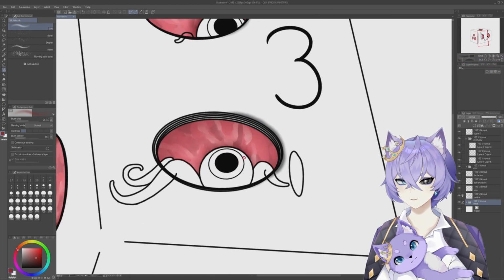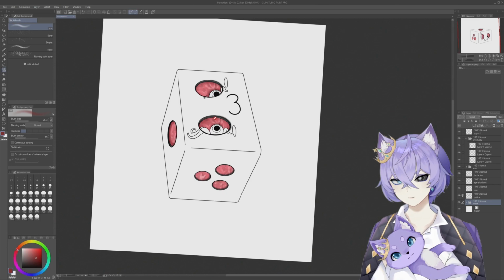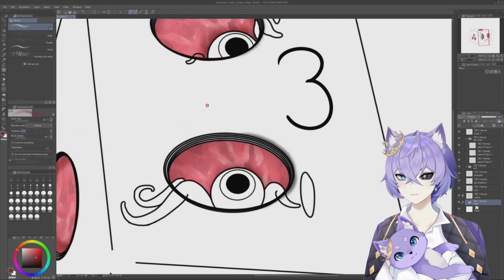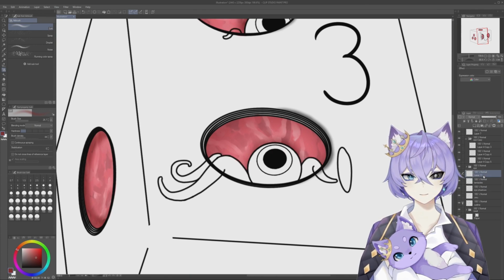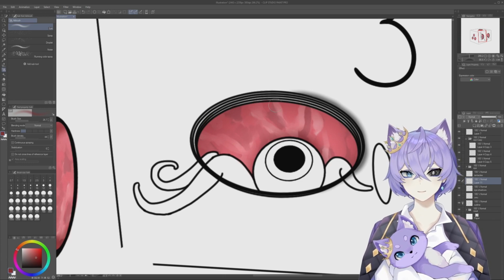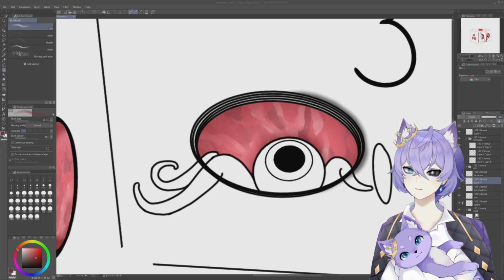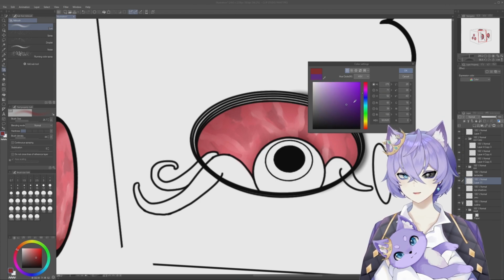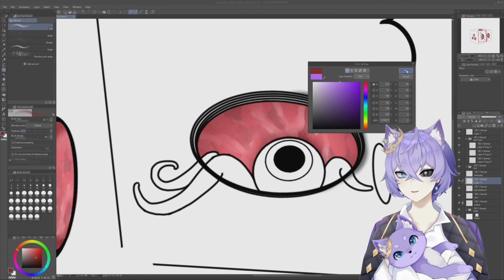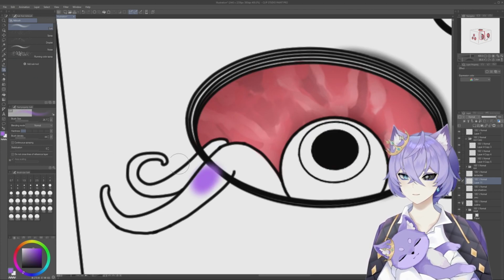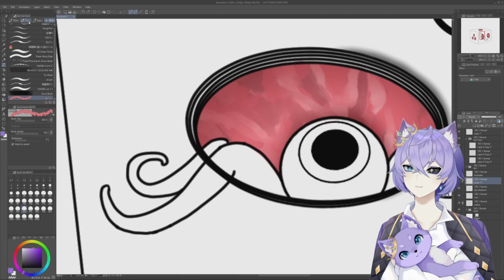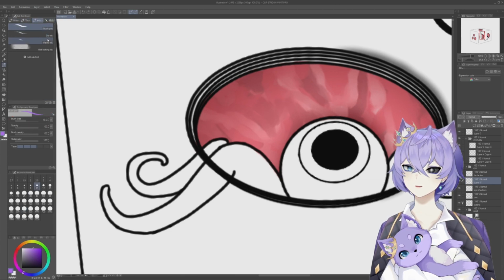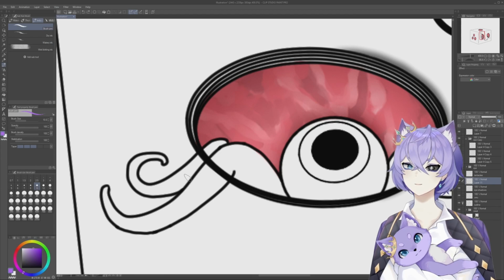Alrighty. I think we need to lay down flats on those tentacles so that I can read them. Let's go. You know what? We're all about purple here. Let's go with a nice light purple. There we go. And then we just want a regular brush pen.